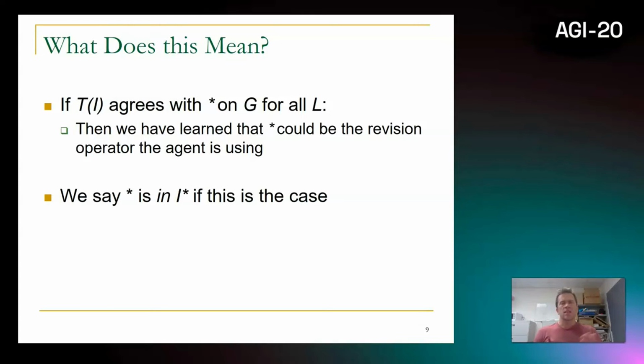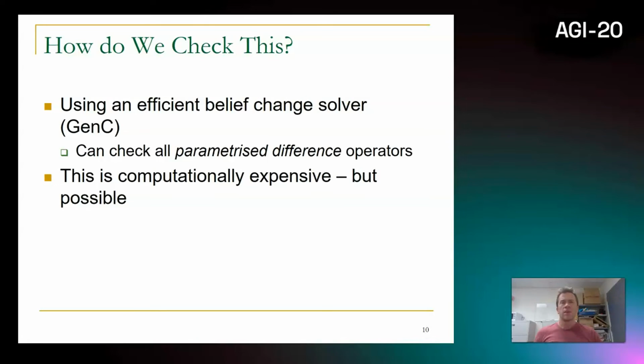So what this lets us do is say if certain revision operators are actually in this set I star. So I star is just the set of revision operators that are consistent with the instances we have, with the data we have. And then, first of all, how do we actually check this? Well, this is actually pretty hard. We have to use a pretty high-speed belief revision solver to do this efficiently, which we've developed for other reasons. We have a really fast, efficient belief change solver, and it can solve for a certain class of revision operators. It's really expensive, but what we can do is check for every one of the revision operators in this class, whether or not it's consistent with the data we have.